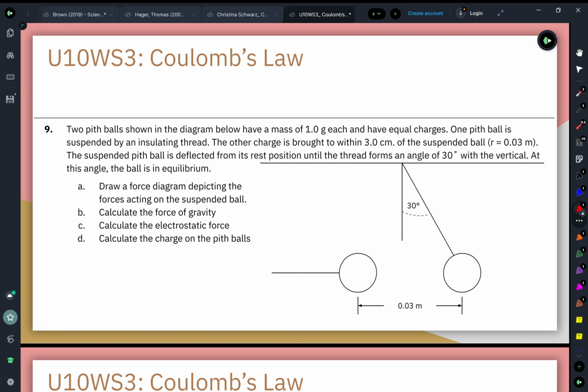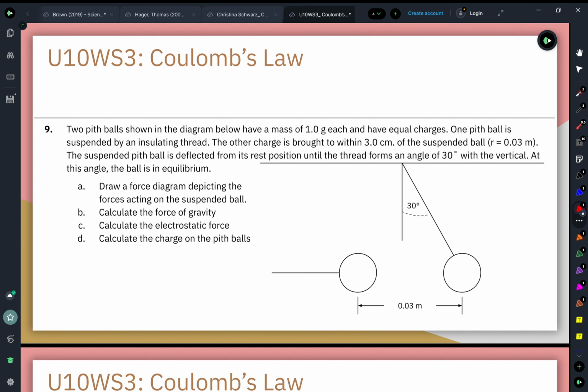Unit 10, Worksheet 3, Coulomb's Law, Problem number 9. Two pith balls shown in the diagram below have a mass of 1 gram each and have equal charges. One pith ball is suspended by an insulating thread. The other charge is brought to within 3 centimeters of the suspended ball, for a radius of 0.03 meters.